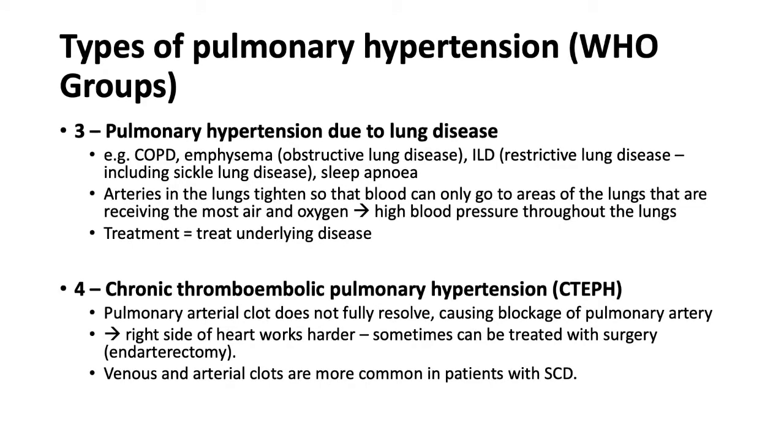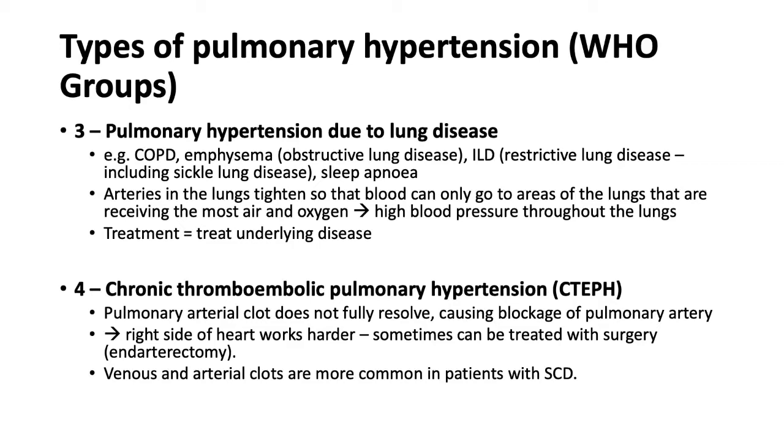The third type is pulmonary hypertension due to lung disease, and again, patients with sickle cell disease can have any type of pulmonary hypertension. So in this context, someone who has interstitial lung disease or chronic sickle lung disease, or sleep apnea, can develop this type.